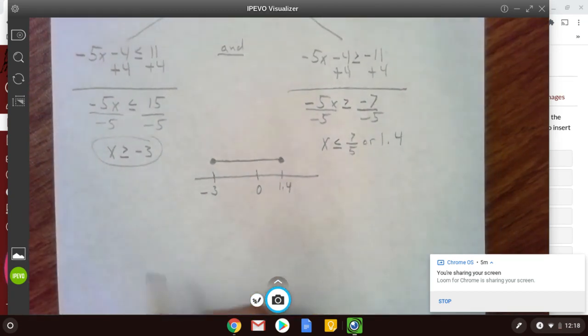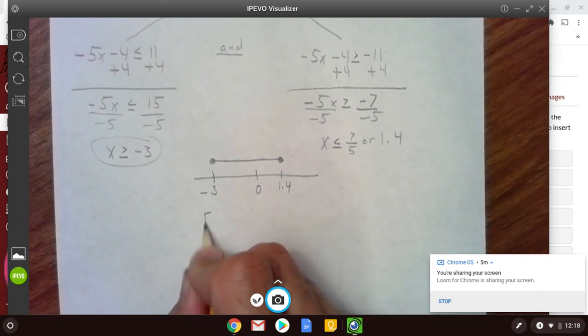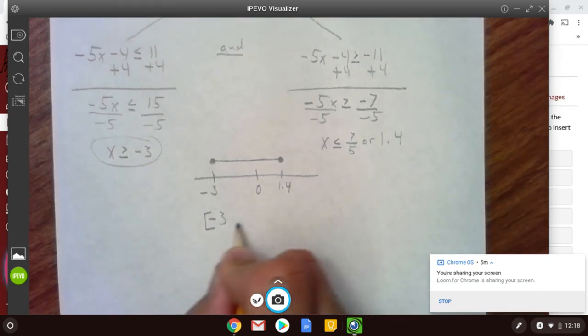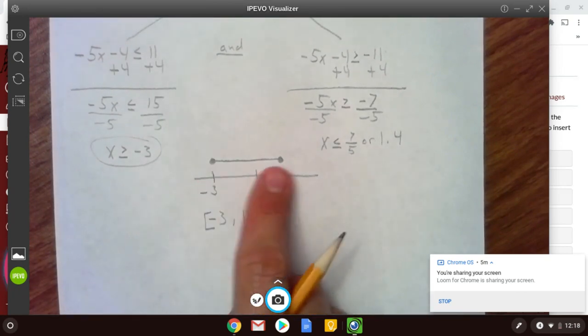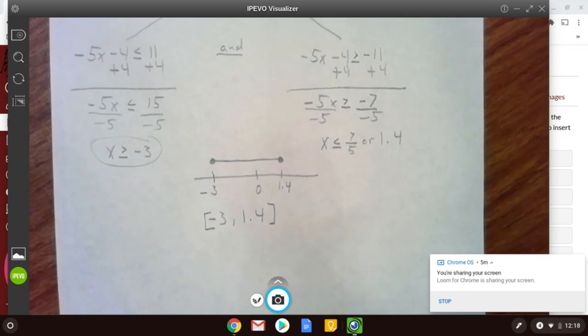All right. And then as far as our notation, we'll have -3, 1.4. And it's brackets on both because the endpoints were included. All right, they were closed dots.